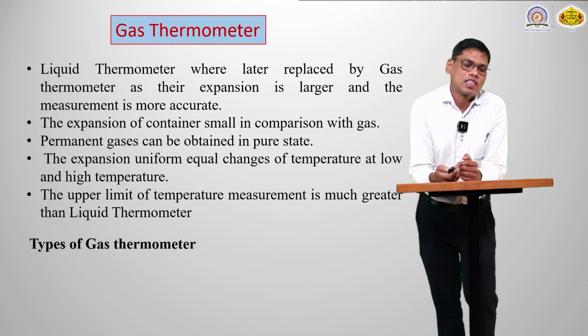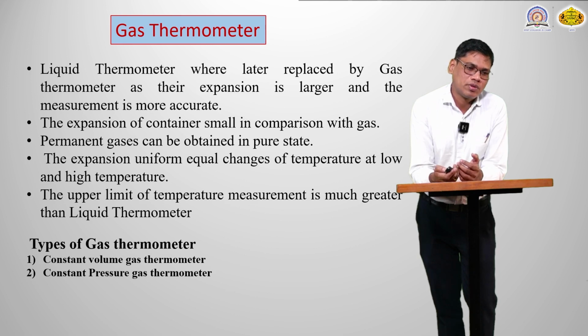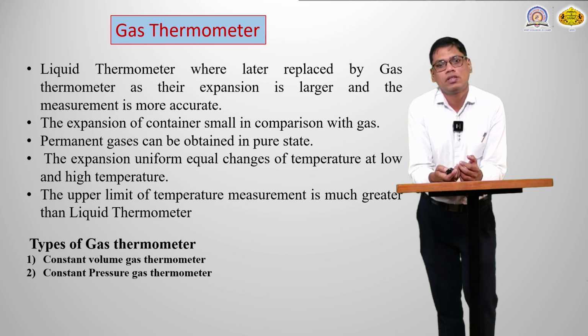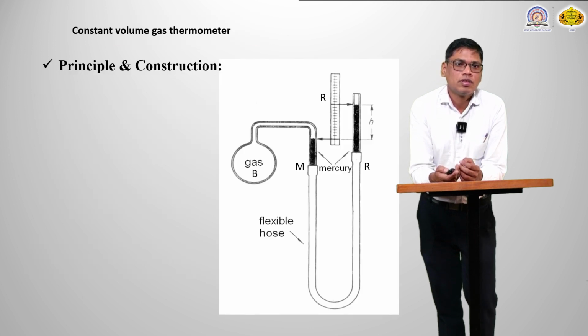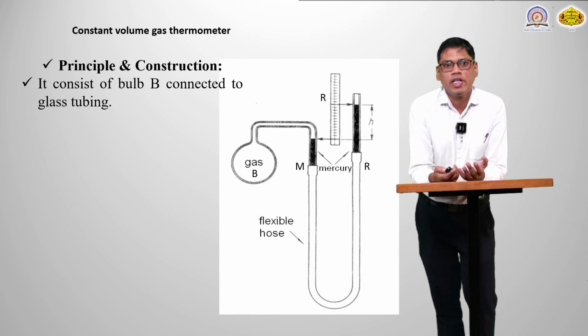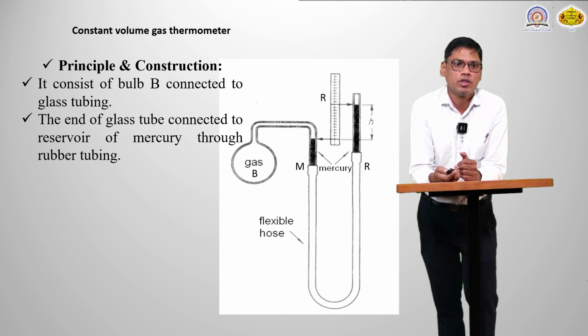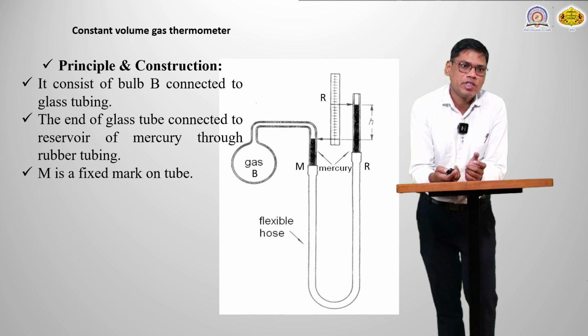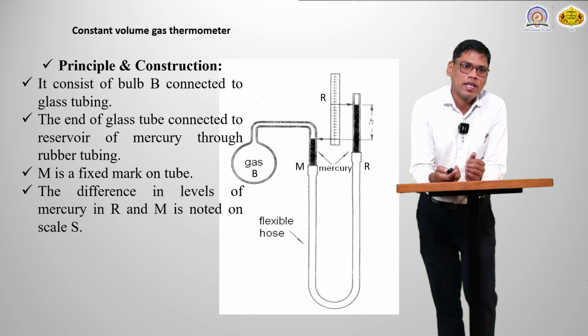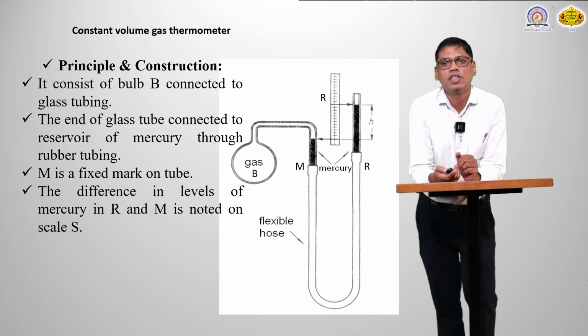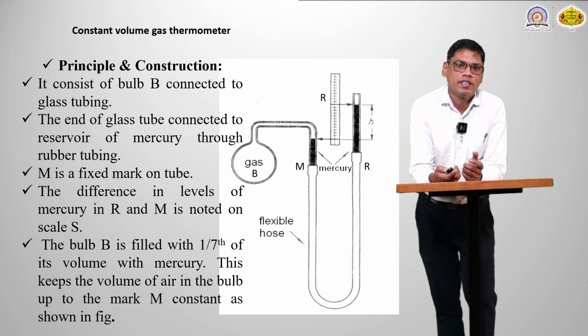There are two types of gas thermometer: one is the constant volume gas thermometer and the other is the constant pressure gas thermometer. So here is a gas thermometer. It consists of a bulb B connected to glass tubing, and the end of that glass tube is connected to a reservoir of mercury through rubber tubing. M is a fixed mark on the tube, and the difference in the level of the mercury in R and M is noted on a scale as height h.